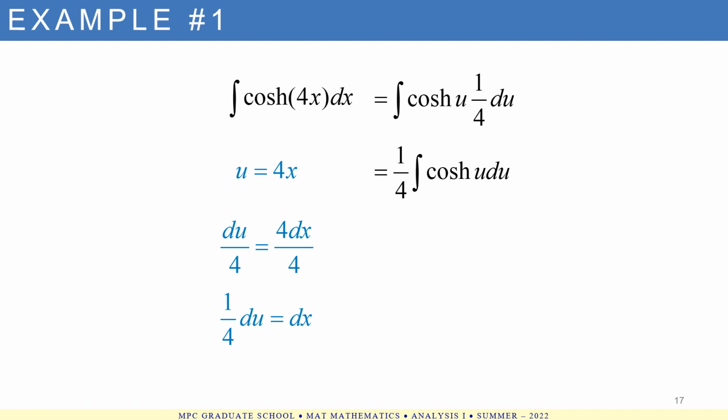When we integrate hyperbolic cosine, we will get hyperbolic sine. So, in this case, we are going to get 1/4 hyperbolic sine of u, and don't forget our constant plus c. Last thing to do is to replace our u with 4x. So, we are going to get 1/4 hyperbolic sine of 4x plus c. And that will be our final answer.